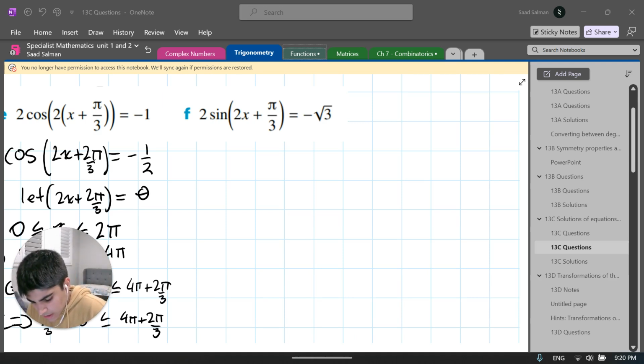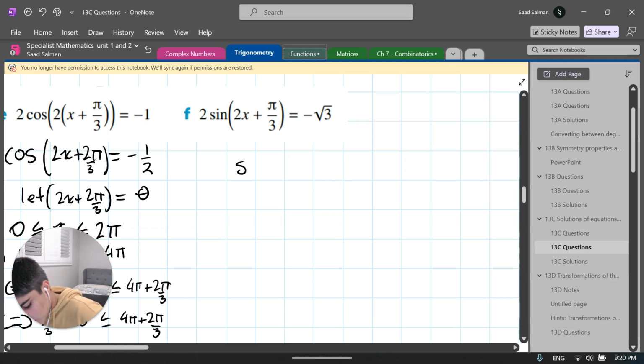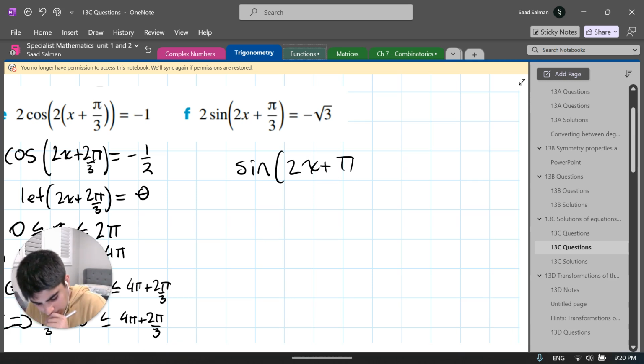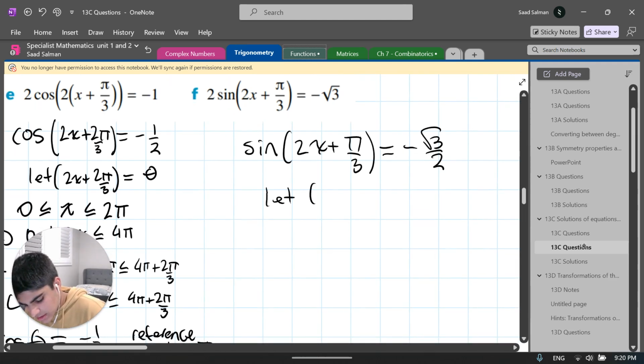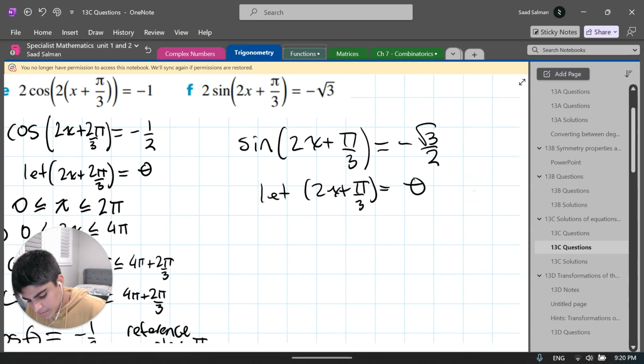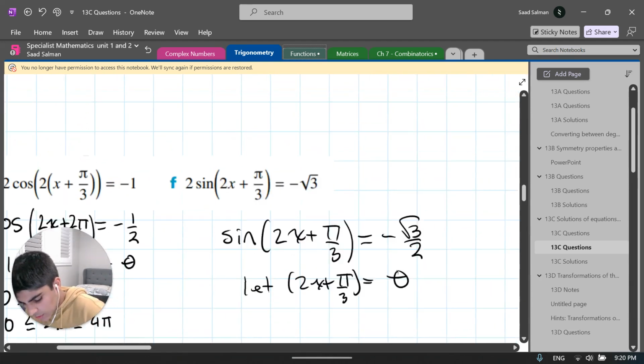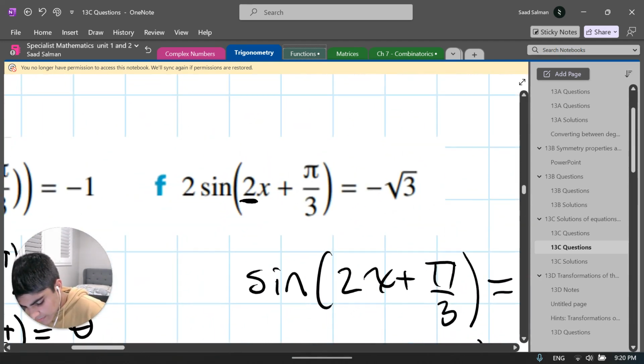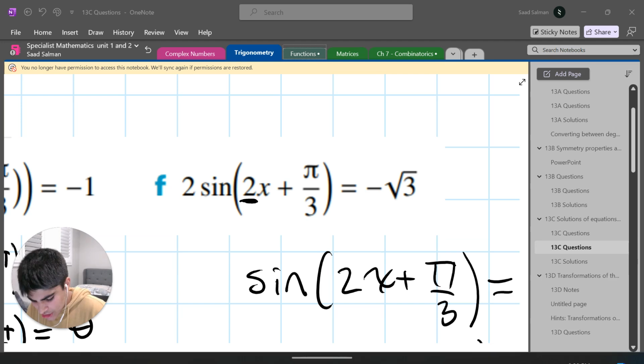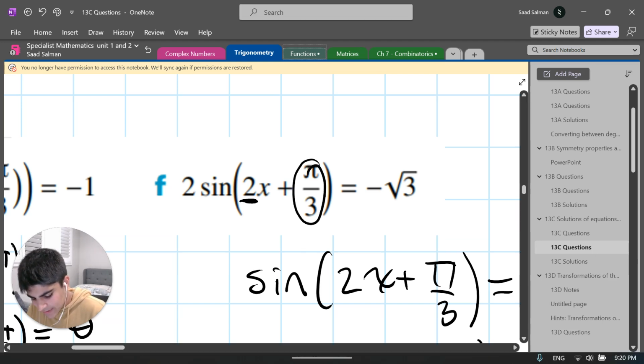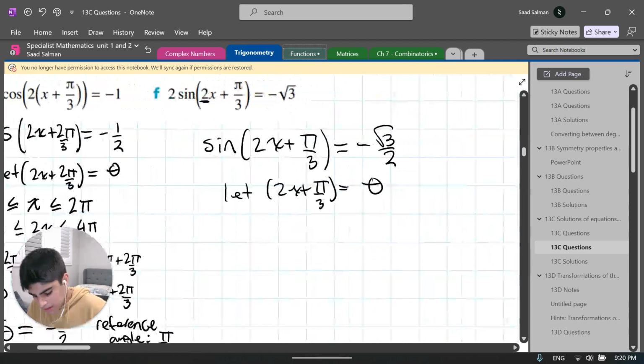2 sine of 2x plus pi on 3 equals negative root 3, so sine of 2x plus pi on 3 equals negative root 3 on 2. Let 2x plus pi on 3 equal theta. Let's adjust our domain. We've got a dilation of a factor of 2 in the y-axis and a translation of pi on 3 units to the left. Let's apply this to our domain.